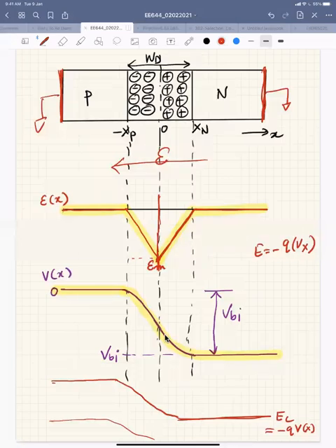Outside, what you are measuring is the voltage difference. Let's say I have a metal here and I have another metal here. If both these metals are grounded, their Fermi levels will be the same, so you cannot really measure the voltage difference from the external side. It is very difficult to measure. So the voltage drop across the junction is the built-in potential.